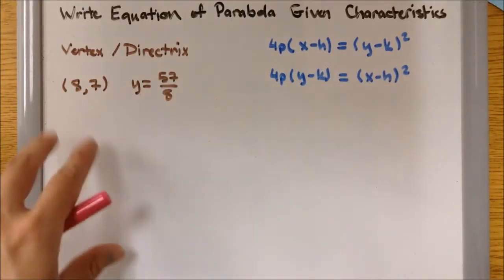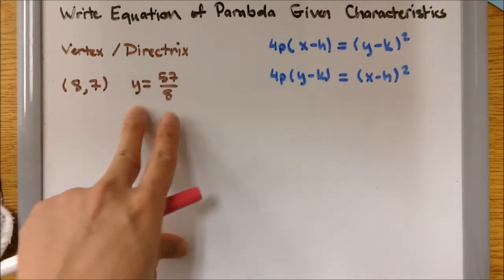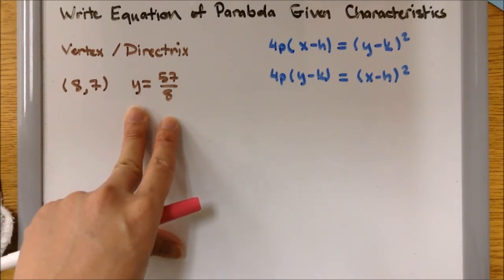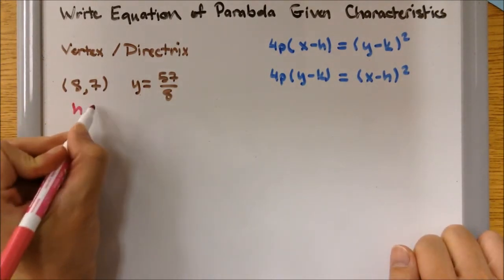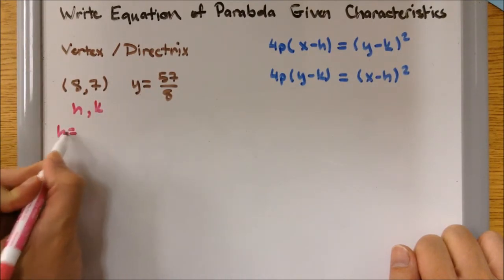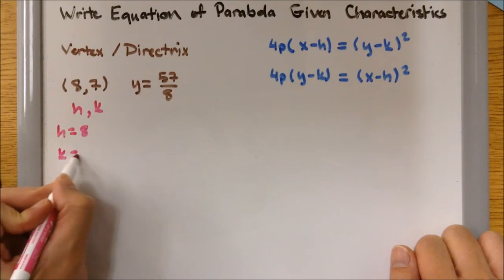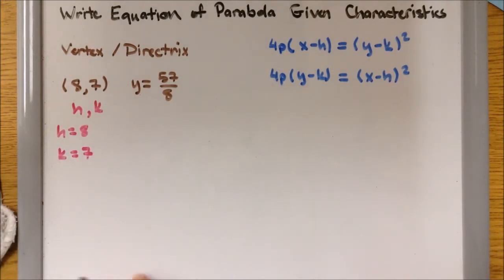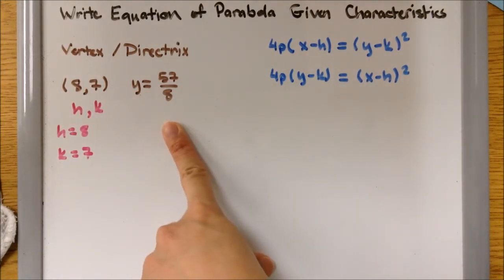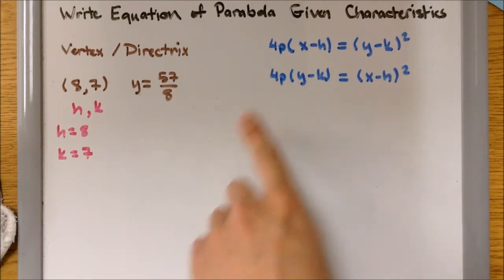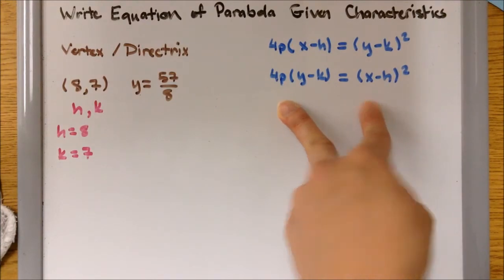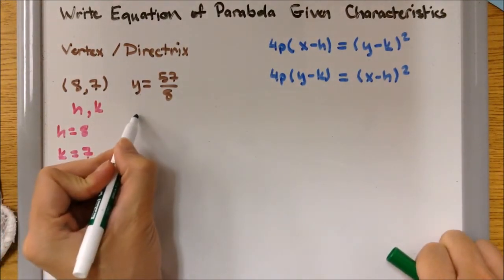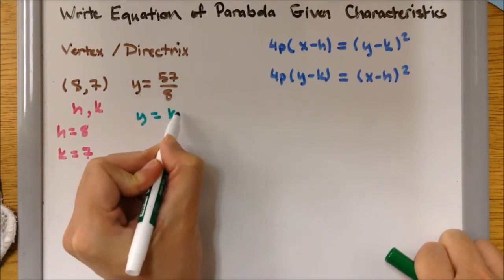In this example, we are given the vertex 8, 7, and our directrix is y equals 57 over 8. So with our vertex, the form is always going to be h, k. Therefore, h is 8 and k equals 7. Now, when our directrix is y equals, that means the square is on the x, where it's y equals k minus p. So I'm going to write out the formula, y equals k minus p.